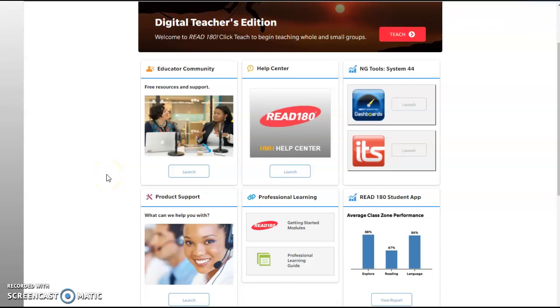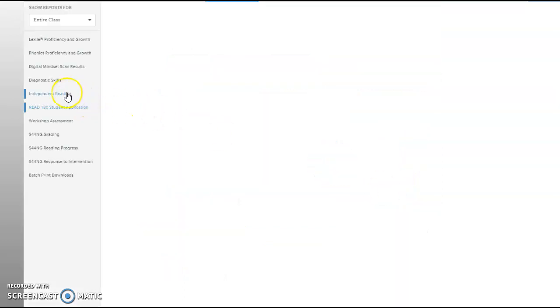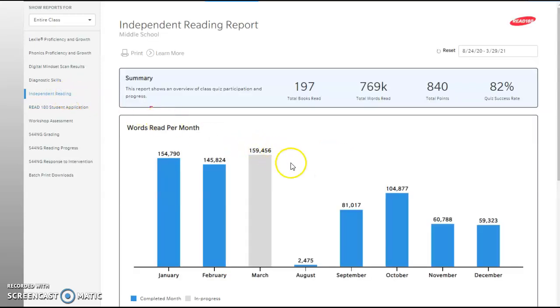Hey, today is March 29th, 2021. This month is almost done. Okay, we've had a good month. Let's take a look at our independent reading.